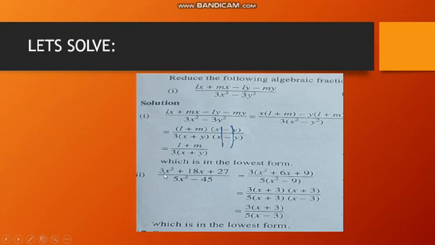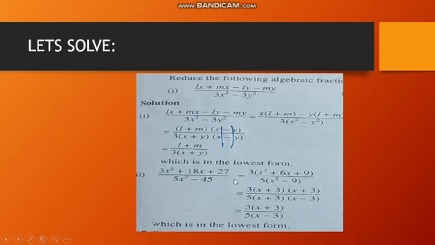After that, take a second example: (3x² + 18x + 27) divided by (5x² − 45). So in the first step I will take 3 common from here. After taking the 3 common, I will get x² + 6x + 9, and in the denominator I will take 5 common, and it will be x² − 9.